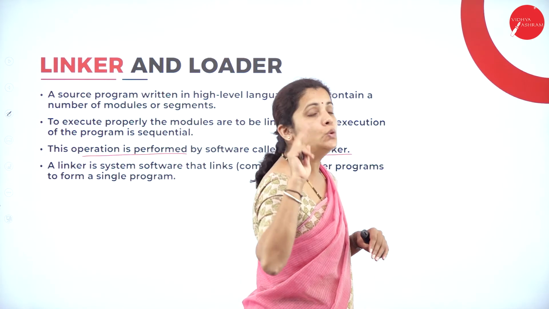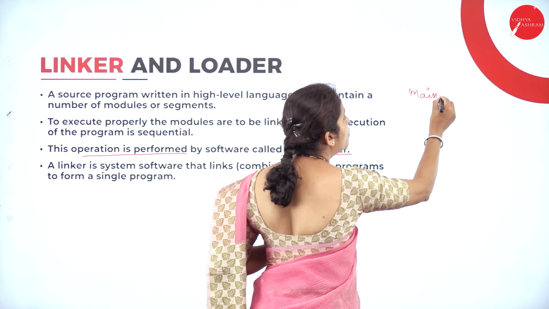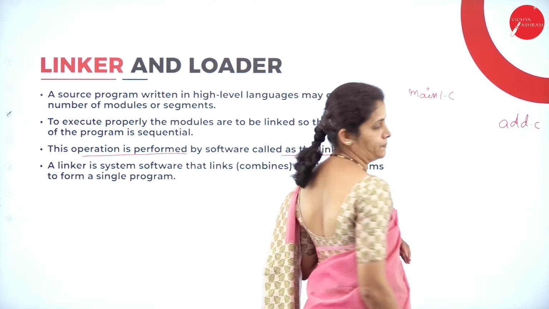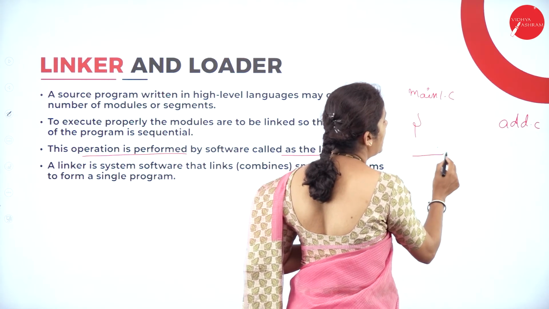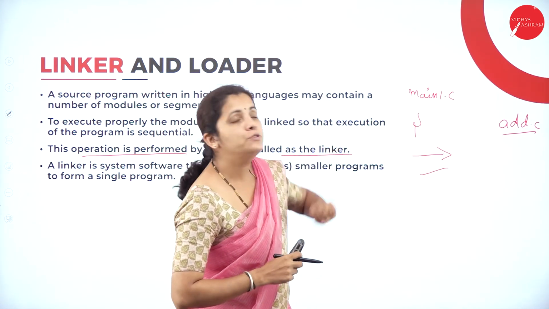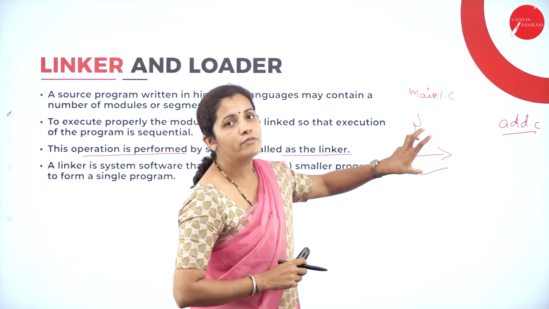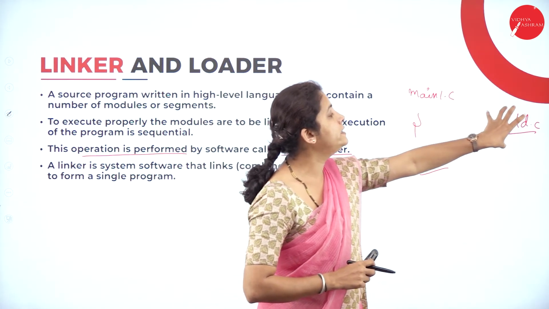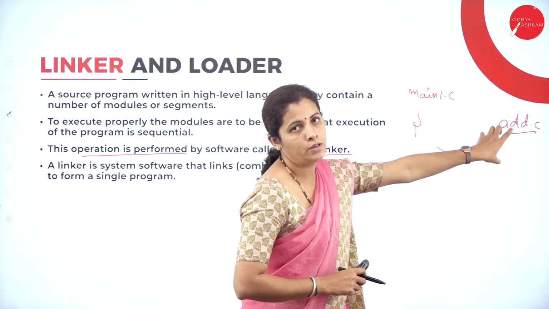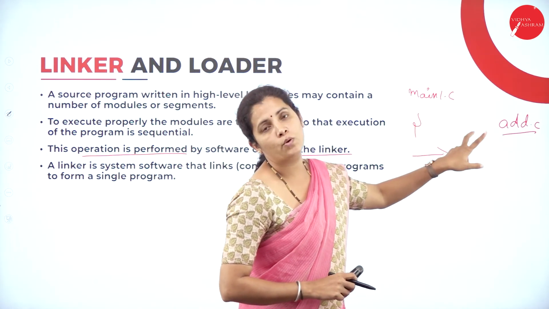I have two modules in a C program. This is main.c and this is my another module called add.c. So in main.c, I have added add.c. So during the execution of the program, it's the responsibility of the compiler to get the code which is written inside the add.c. So the job of the linker is to link these two programs together.